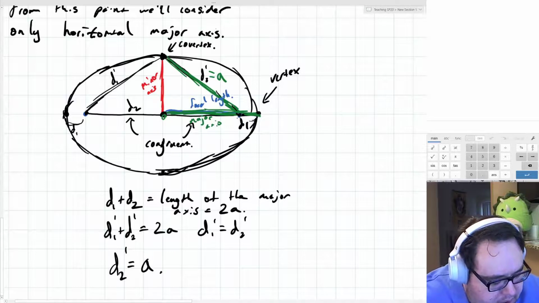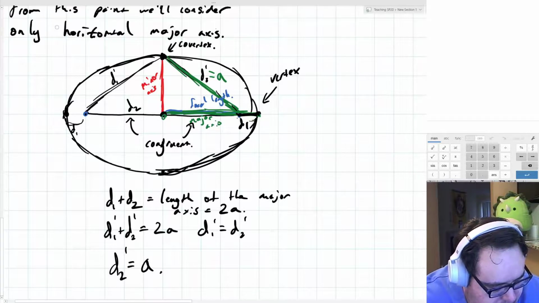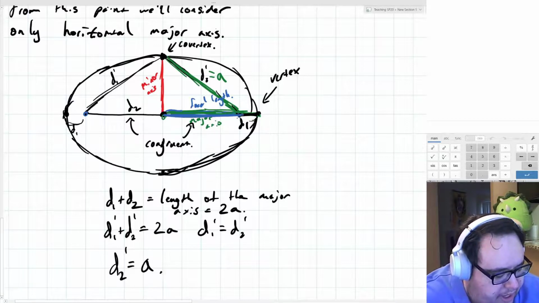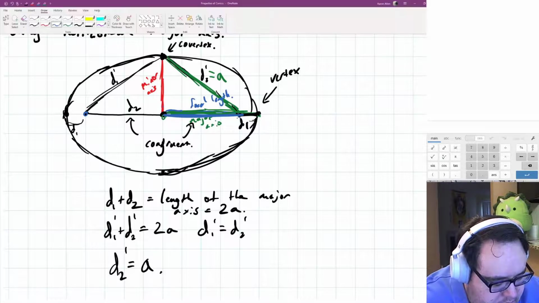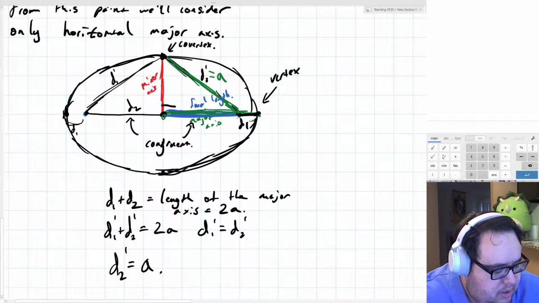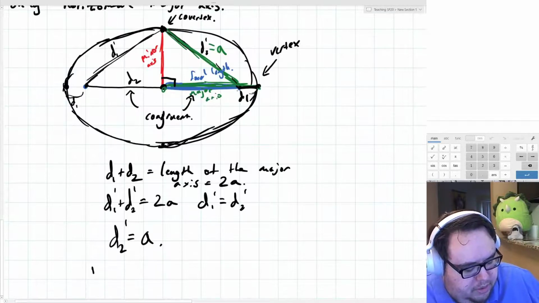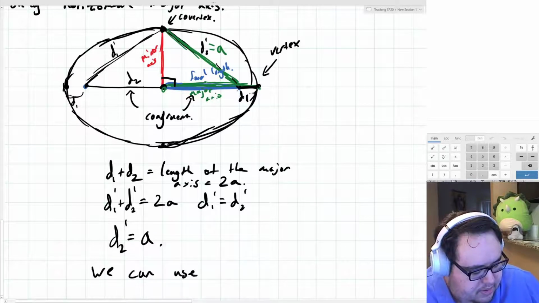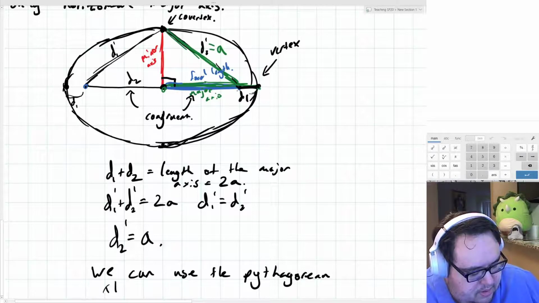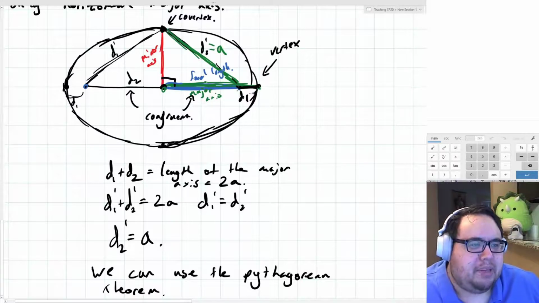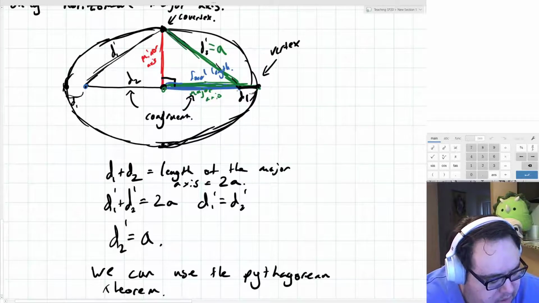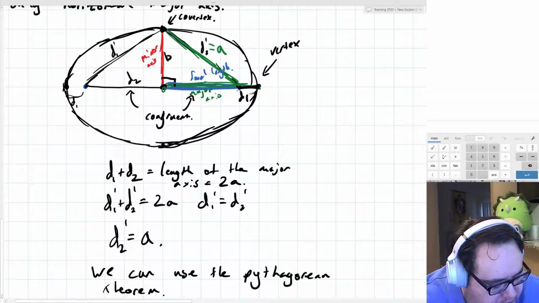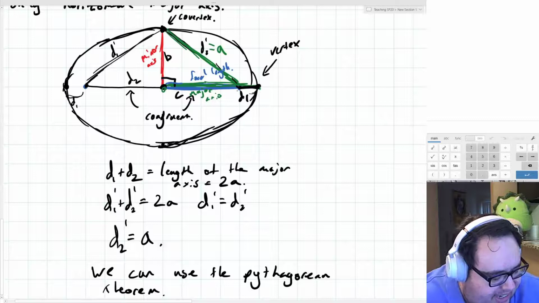And because this is a right triangle, we can use the Pythagorean theorem in actually what's a really annoying application of the Pythagorean theorem. Remember that this length here, this red length, was B. This blue length here was C. And the green length is A.